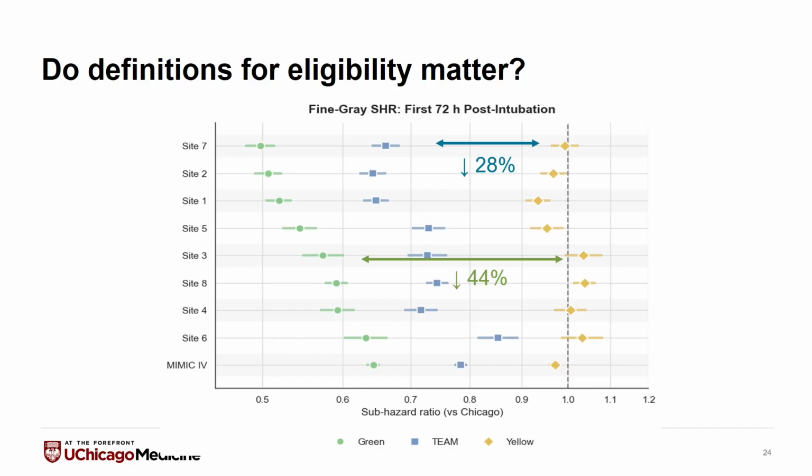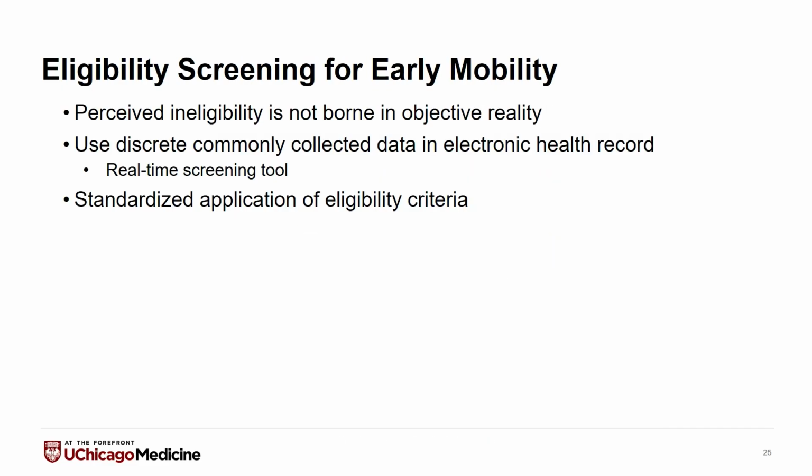If we're going to choose eligibility criteria for getting out of bed, I would argue that it should probably be in line with what the guidelines have said, and it should be informed by, am I being so conservative that I'm actually not letting patients be eligible at the time that I know this intervention is effective? And so I would argue that perhaps our perceived ineligibility for hemodynamic instability actually is not borne out in objective reality. These criteria are discrete elements in the electronic healthcare record, so it really could allow us to do a real-time screening tool instead of having to do a handmade checklist. This could be one way to automate this screening approach and also ensure that we're applying these definitions in a standard way.